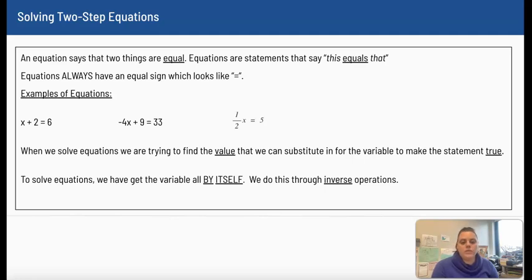To solve equations, we have to get the variable by itself. So we need to have just x equals. And we do this through inverse operations. Please make sure you've written down all of the information here.